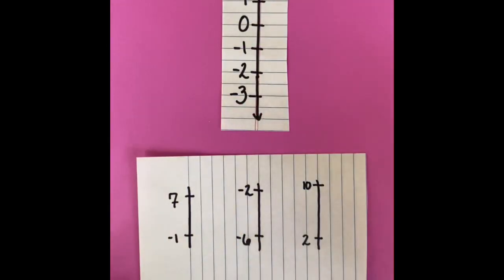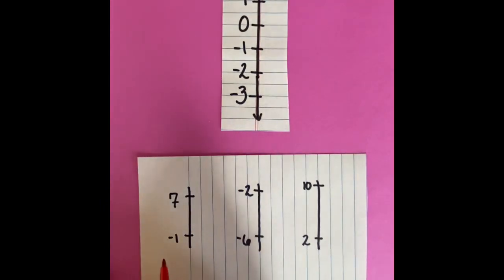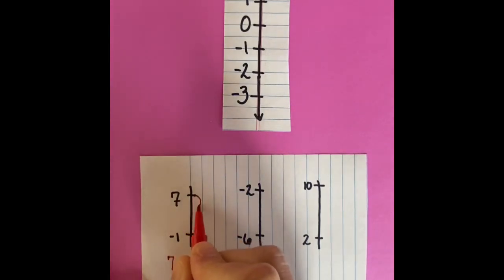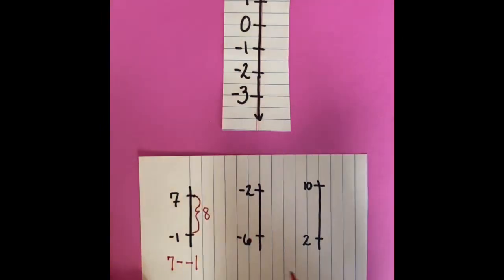The distance between two numbers vertically is still going to be the larger number minus the smaller number. In this instance, 7 is the larger number minus the smaller number, -1. 7 minus a -1 is 7 plus 1, which is 8. The distance here is 8.